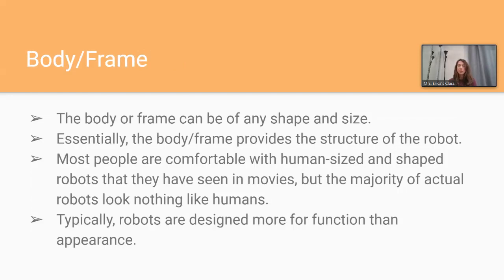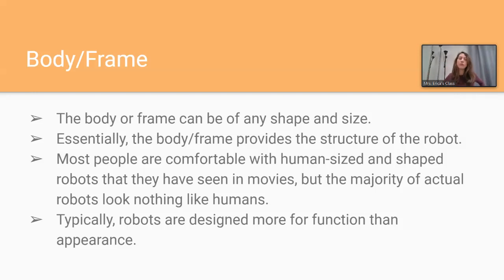So our first component that we're going to be talking about is our body frame. So when you think about a human, right, we have a body, a frame, right? And then there's all the other parts of us, right? But we look like humans because we have our two legs, our two arms, right? We have our head.